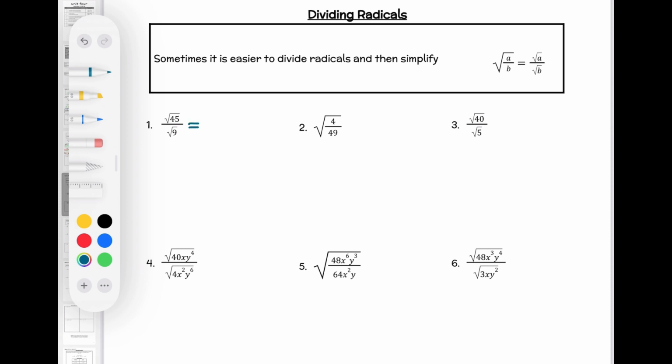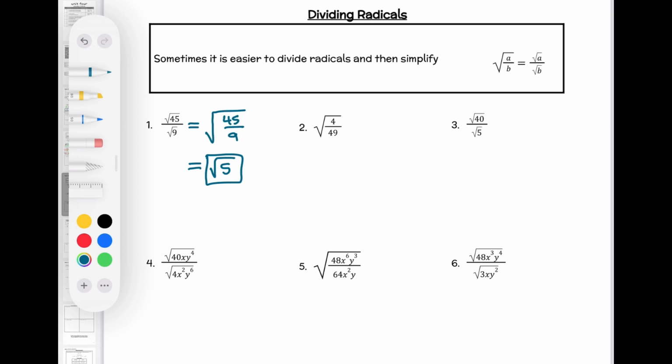So yes, the square root of 9 is a perfect square, but we're actually going to save ourselves a lot of time and effort if we go ahead and just write this as a single square root. So if we write this as the square root of 45 over 9, then we can do 45 divided by 9, which would be 5. And we know that 5 is a prime number and we can't simplify anymore, so that would be our final answer.